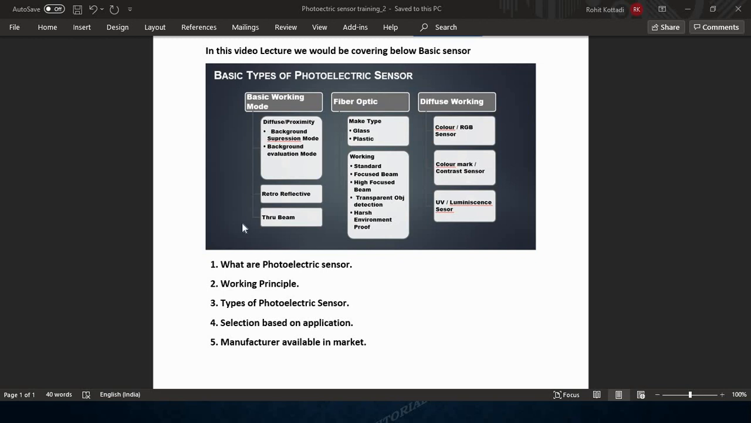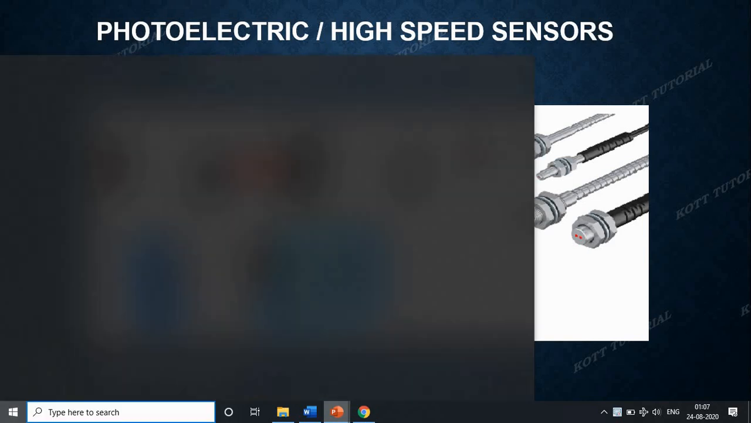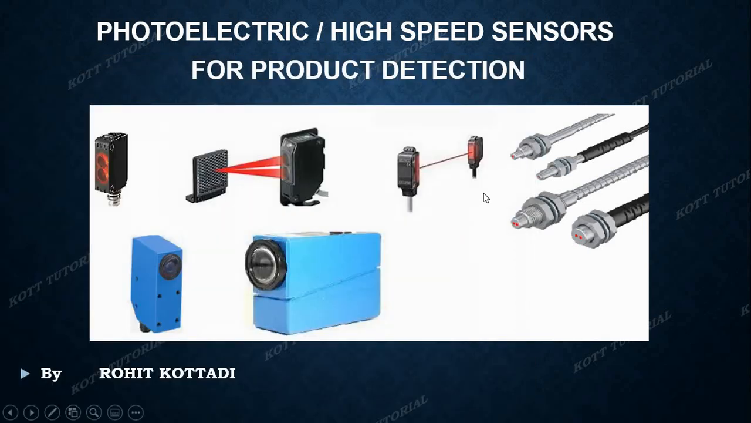Dear friends, today we would be learning about basic types of photoelectric sensors, or the high speed sensor. We would be learning about what photoelectric sensors are, the working principle, types, selection, and the manufacturers available in the market. So let us start with our presentation.